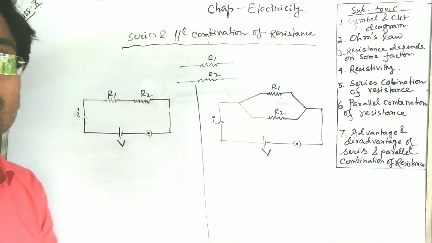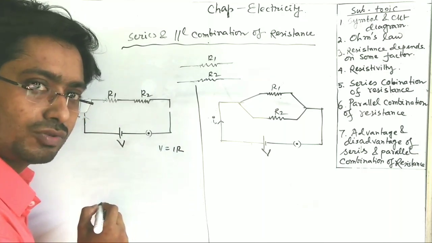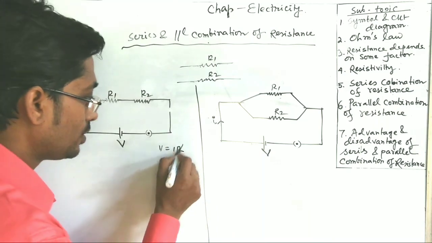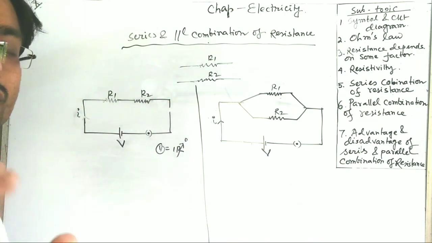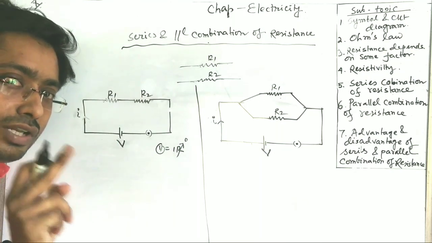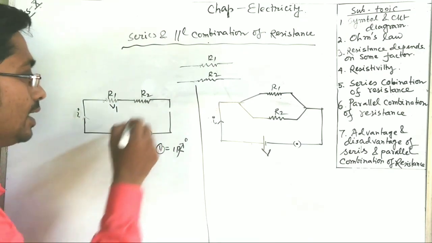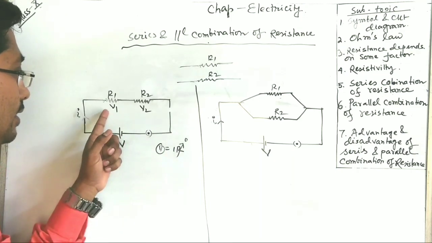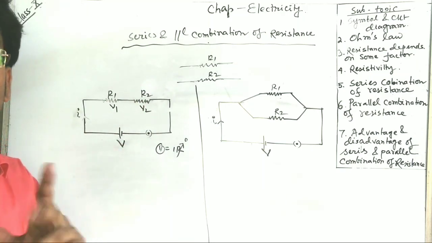If the wire has negligible resistance, then we know V is equal to IR, according to Ohm's law. If this wire does not contain any resistance, then R will be 0. If R is 0, then the voltage drop across this connecting wire will be 0. The voltage drop will only be there across the resistances. Suppose across the resistances, V1 will be there and V2 will be there. Experimentally it is proved that if the supply is 6 volt, then the sum of the voltage drops across R1 and R2 will also be 6 volt. It will always be equal to the supply voltage.